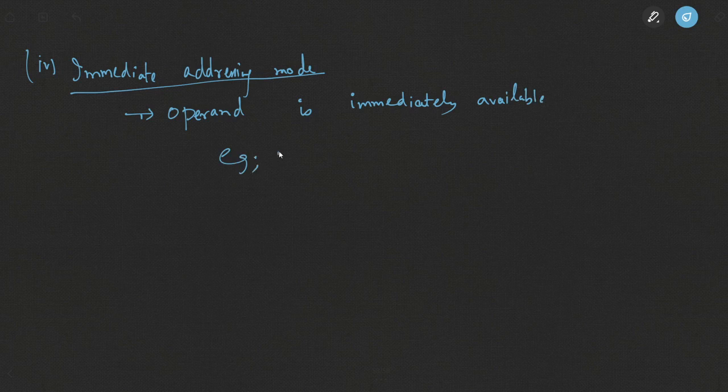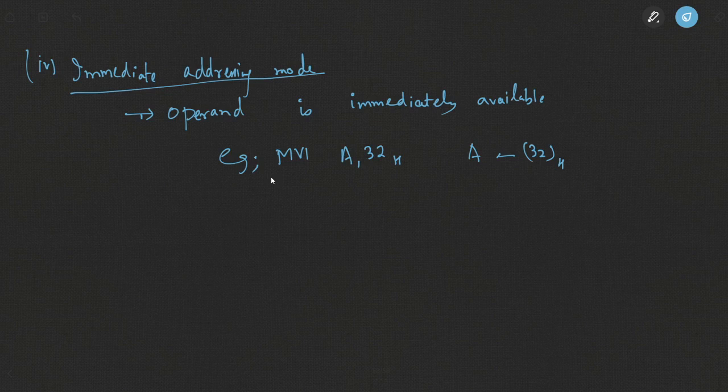For example, MVI 30 A comma 32H. So this basically transfers 32H to A. Fine. So 32H here is not memory, is not the address of memory, it is the data itself. So the data has been immediately given with the instruction. Fine. So you can have MVI, you can have ADI, different types of instructions in case of subtraction, LXI, etc.